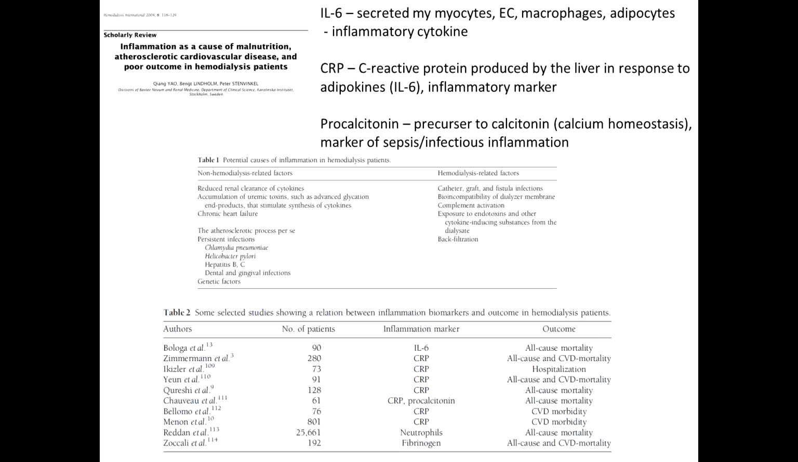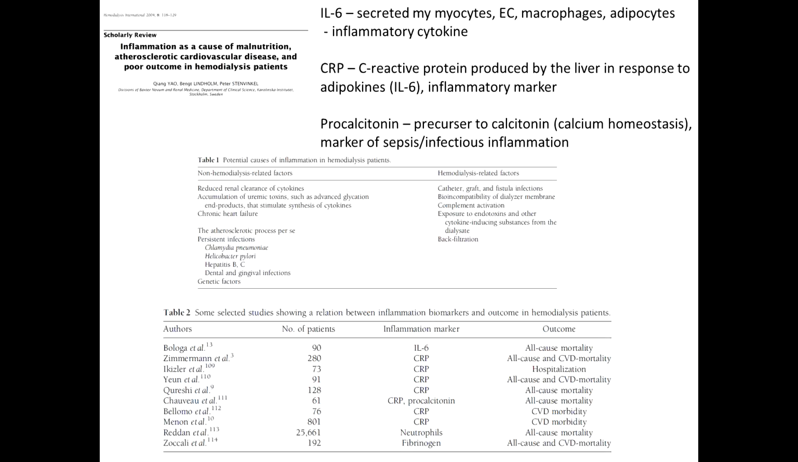Table 2 shows some selected studies demonstrating a relationship between inflammatory biomarkers and the outcome in hemodialysis patients. So you can see IL-6, we talked about that a little bit. CRP we haven't talked about yet, but it is called C-reactive protein, which is commonly used as a biomarker of inflammatory processes or disease. Procalcitonin, which is the precursor for calcitonin, and very important for calcium homeostasis.